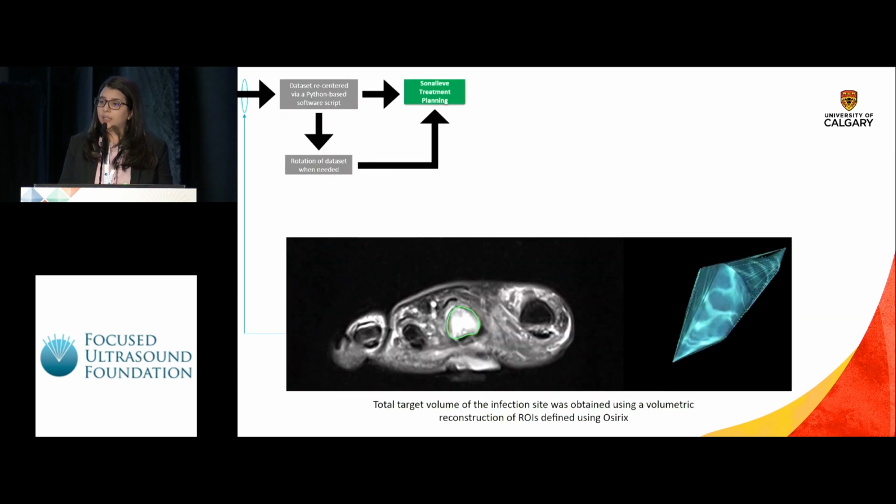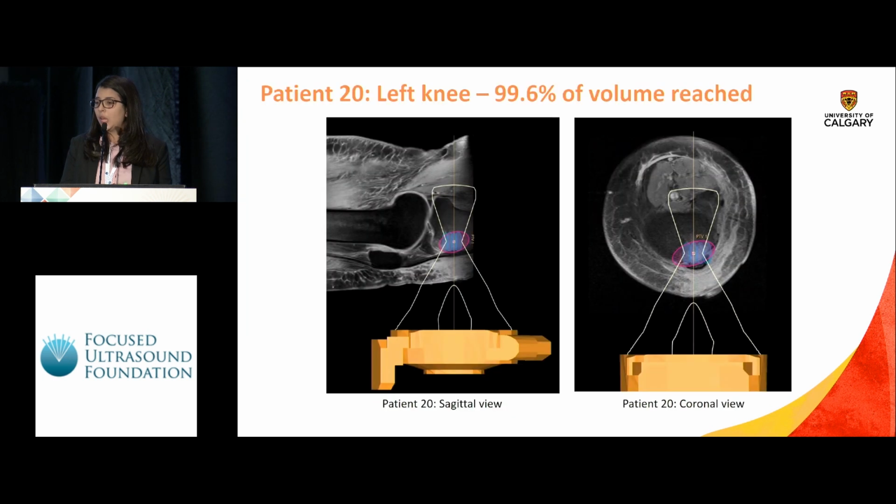In order to get the quantitative results of our study, we also calculated the total target volume of the infection using volumetric reconstructions of regions of interest with the software Osiris, as you can see in the picture. Here I have an example of one of the virtual treatment plannings that we performed, of patient 20, who had an infection in the left knee. And for this case, we could reach 99% of the volume of the infection.